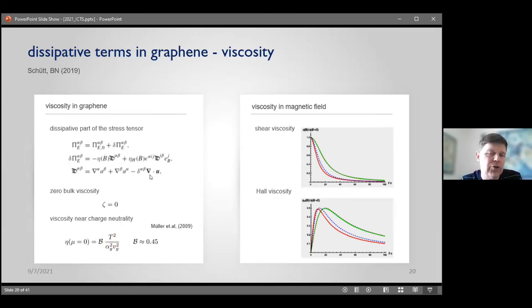Now, another feature of this electronic system in graphene is that the bulk viscosity is practically 0, at least within the approximations that one uses in this kinetic theory. So similar to how bulk viscosity is vanishing in standard Fermi liquid hydrodynamics, but there it's approximate, of the order of T squared over the Fermi energy squared. On the other hand, in the ultra-relativistic hydrodynamics, it also vanishes. So it's not surprising that here in graphene, at least in some approximation, there is no bulk viscosity, right?